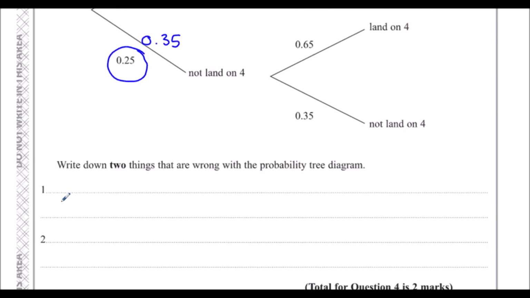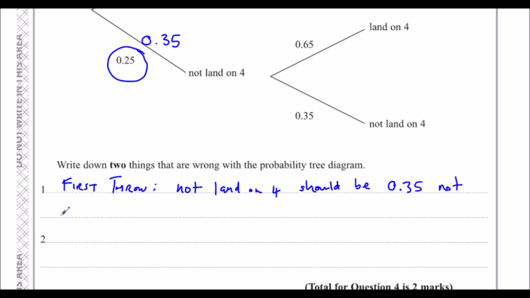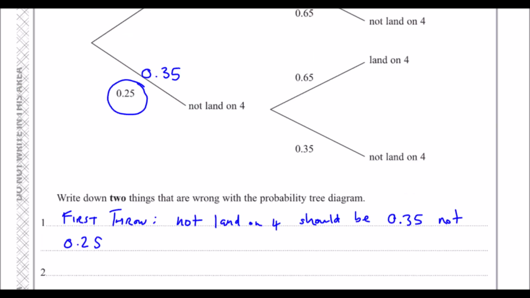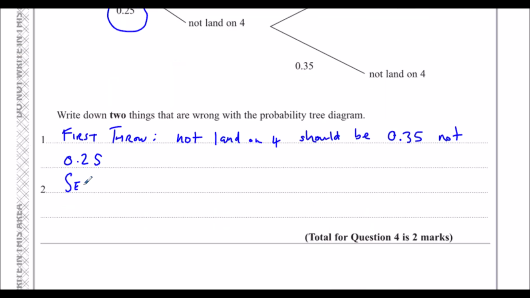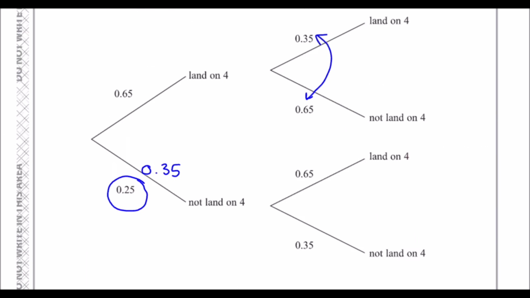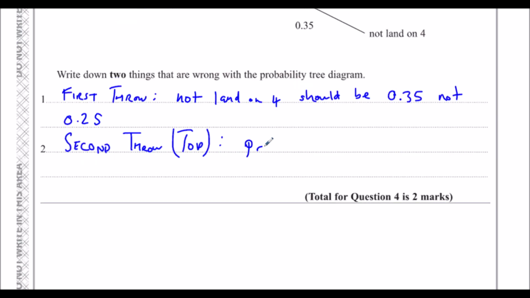So for the first throw, not land on 4 should be 0.35, not 0.25. And the top one on the second throw, so second throw top, the probabilities are the wrong way around.